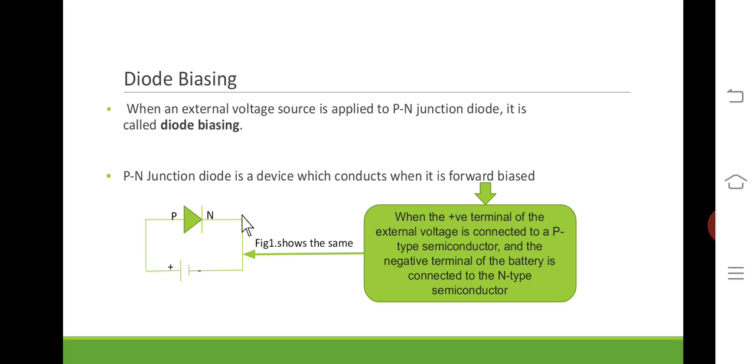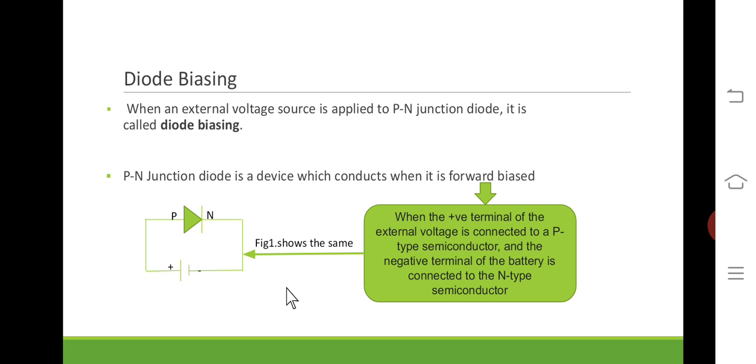Okay, what do you mean by forward biased? When the positive terminal is connected to the P side of the diode, that is the anode of the diode, and N is connected to the negative terminal, then this circuit is called the forward bias circuit.